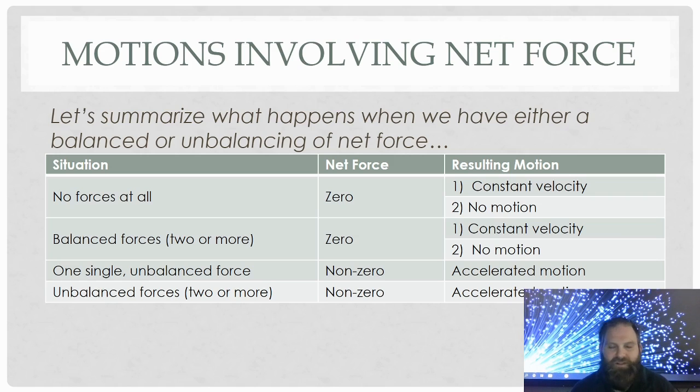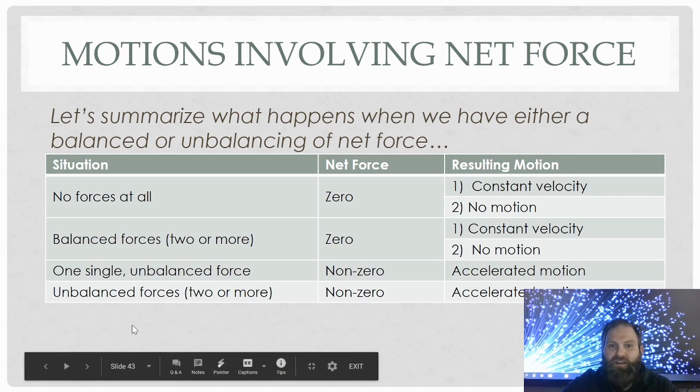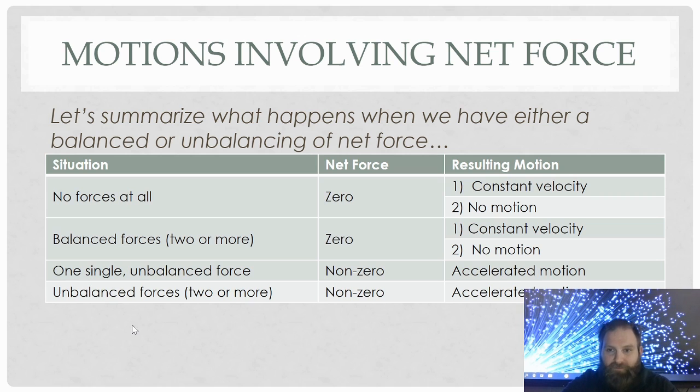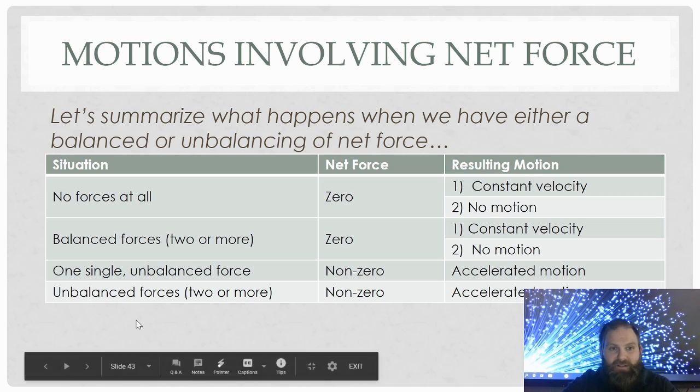All right, what if the net force isn't zero? If you have one force acting on an object, the net force is obviously not going to be zero, so you're going to have accelerated motion. The same goes if you have more than one force acting on an object and the net force is not zero: you're going to have accelerated motion, so you're going to have a changing velocity. I think when we talk about Newton's second law, it'll make a lot more sense.